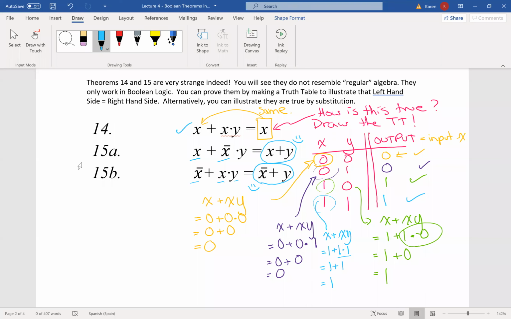On your midterm, you will have access to a formula sheet that lists all of the theorems, including 15A and 15B. But you have to recognize when you come to this pattern, that's what tells you you should implement that theorem.